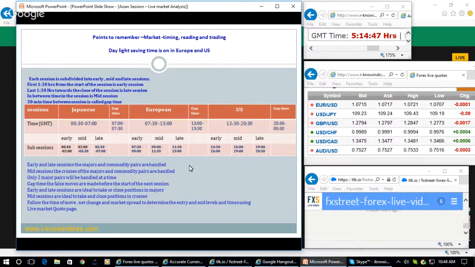The market timings are given in this chart. You find that every day the market is divided into 3 sessions depending upon the geographical positioning of various countries. Japanese, European and the US session, or session 1, session 2, session 3, you can call it anyway. And in between the sessions, you come across naturally occurring gap time, and they are for 30 minutes between the Japanese and the European, and between the European and the US session. And between the US session and the Japanese session of the next day, you find that there is about 4 hours of gap time.